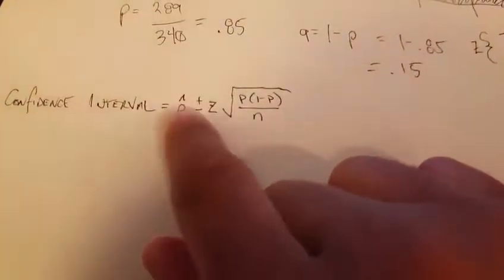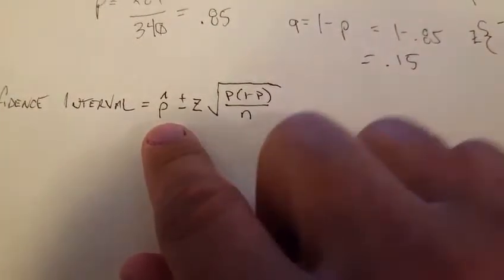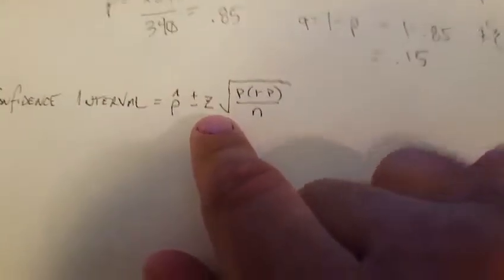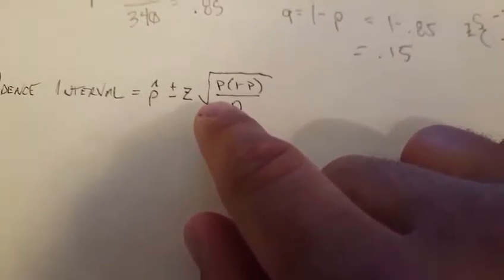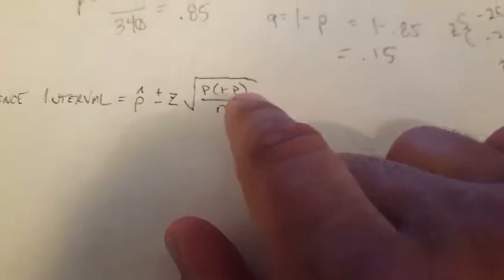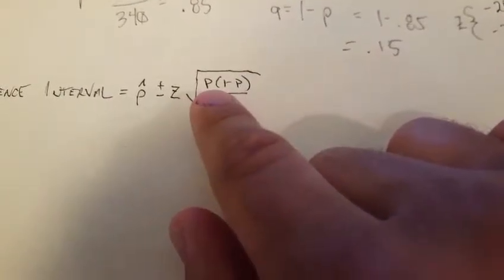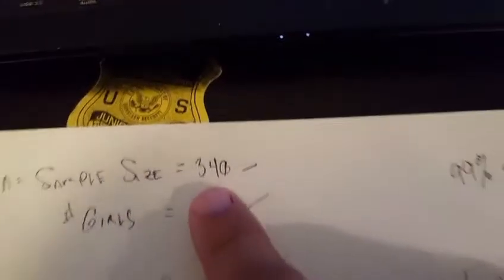So confidence interval, this is our p-value, which is the probability of success, plus or minus our z-score, times the square root of our p-value times 1 minus p, which is q. So we can say p times q divided by n. We know that n was the number of our sample size, right? So 340 is going to be equal to n.